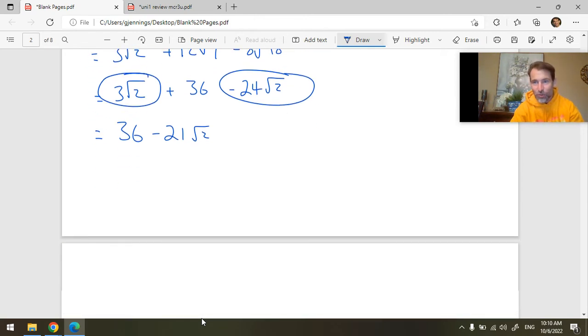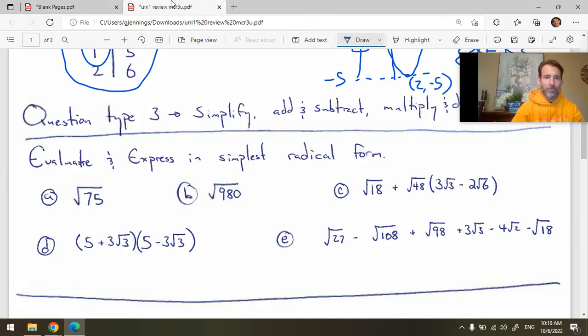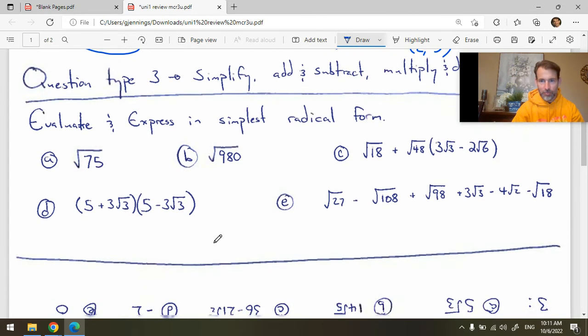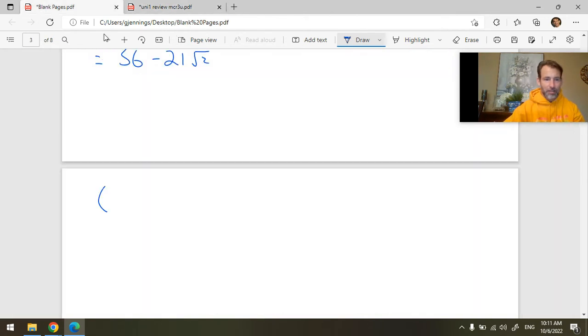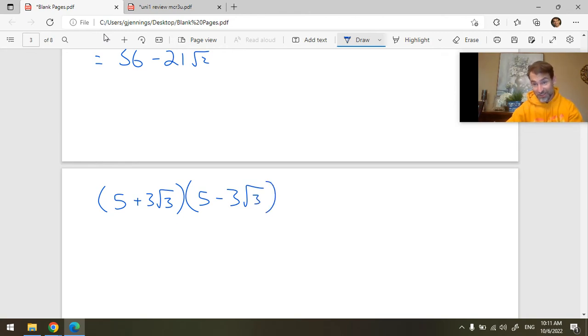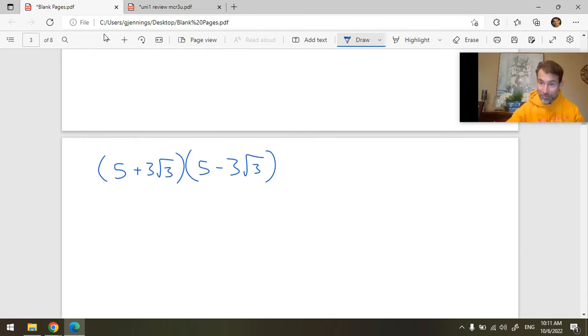That's that question type. Now, let's look at a FOIL example. 5 plus 3 root 3 times 5 minus 3 root 3. Let's do it. If you recognize that this would create a difference of squares and that it would be 5 minus 27, so we get minus 22. Hey, that's really great. It's correct. But let's say we don't notice that and we want to FOIL it.